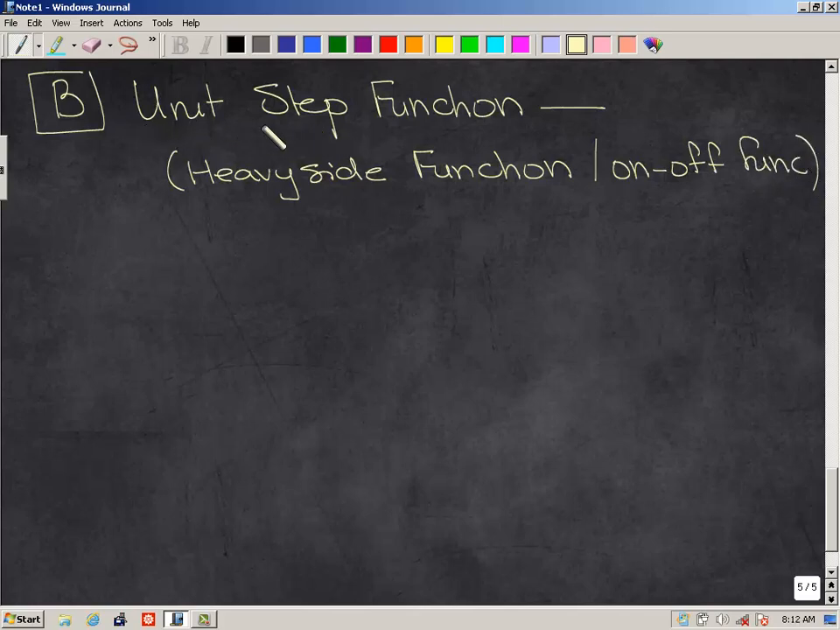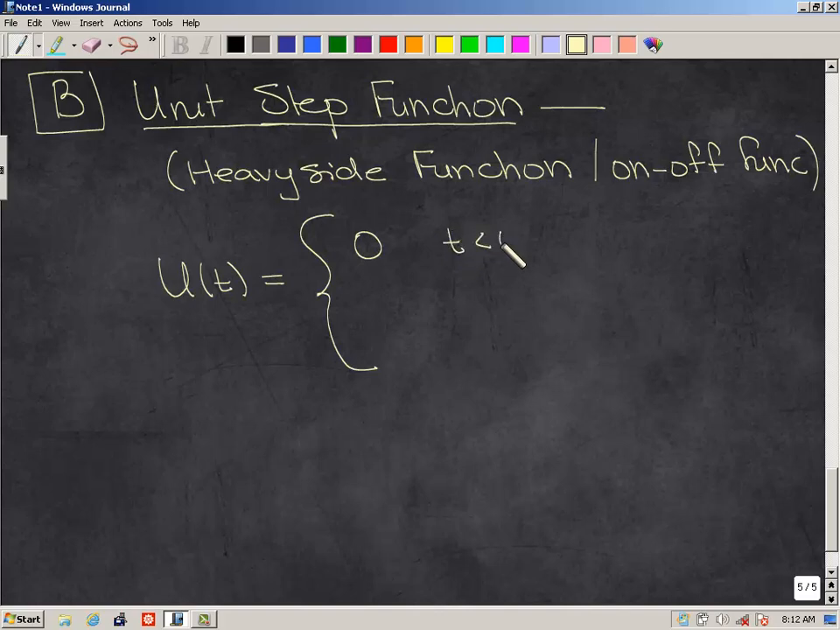I will always call it just the step function, or if I remember, I will say unit step function, but when I say step function, I refer to the unit step function. So let's go ahead and define it. I'm going to write it using two different notations because different textbooks use different notation. It's written this way: u of t is equal to 0 if t is less than 0, and it's 1 when t is greater than or equal to 0. That's what it's defined as.